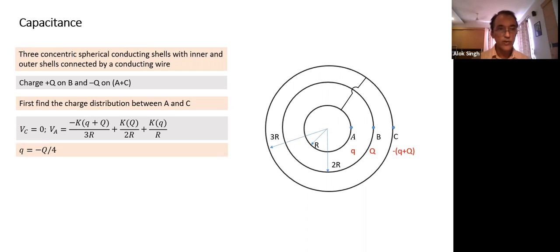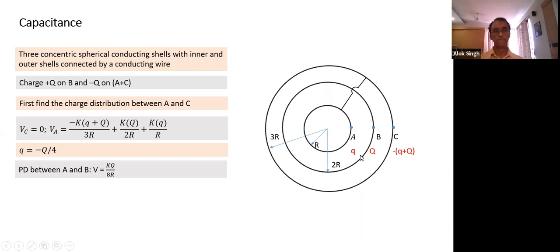So based on this simplification, we get value of small q equal to minus q by 4. So this will be minus q by 4, and if this is minus q by 4, this will be minus 3q by 4. Total has to be minus q. What is next step then?